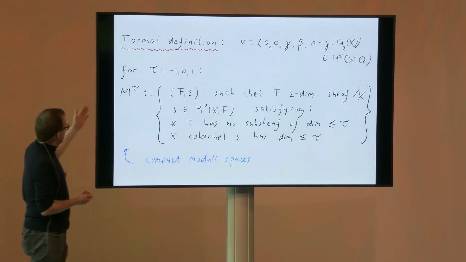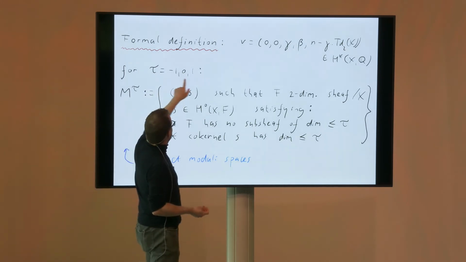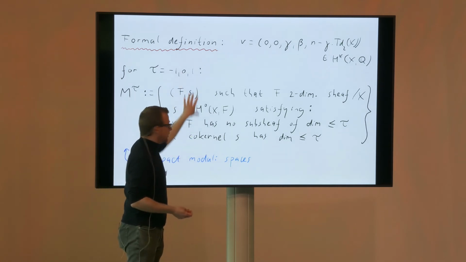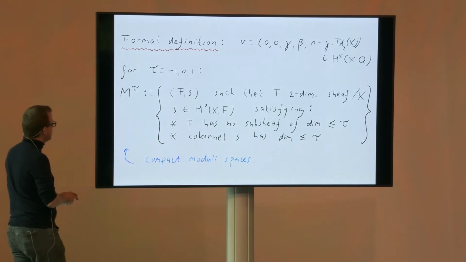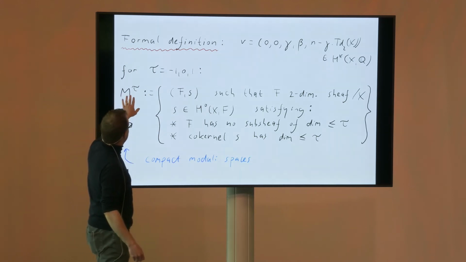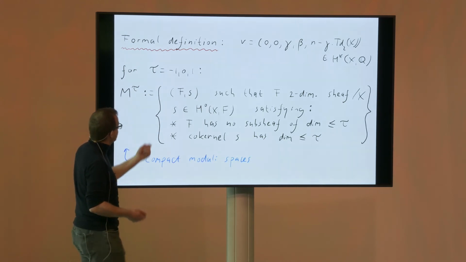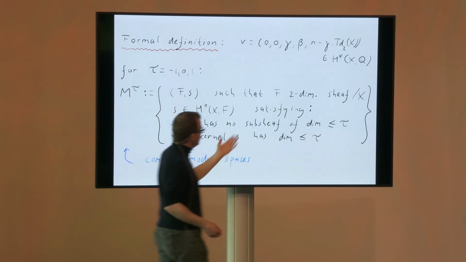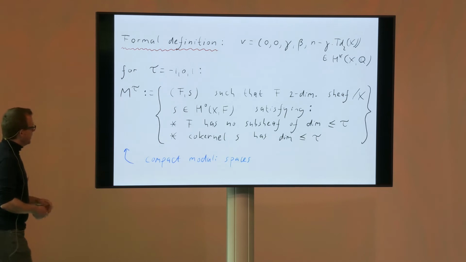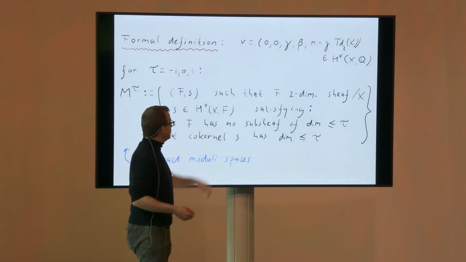And we fix tau to be -1, 0, or 1. So remember, -1 is the Hilbert scheme case. I'll include it in this way. I'll rewrite the moduli space. And then by definition, M tau parameterizes pairs (F, s). So F is a 2-dimensional coherent sheaf on your fourfold. s is a section of your sheaf.